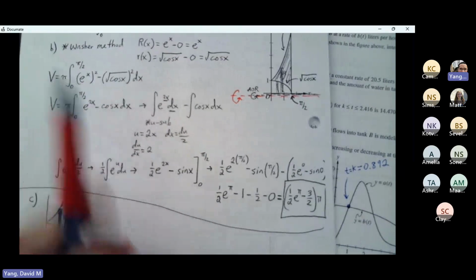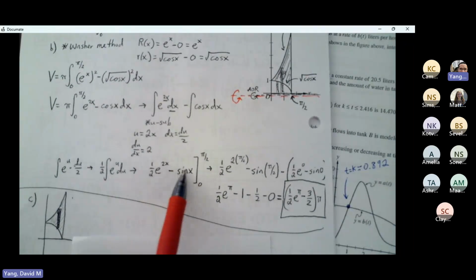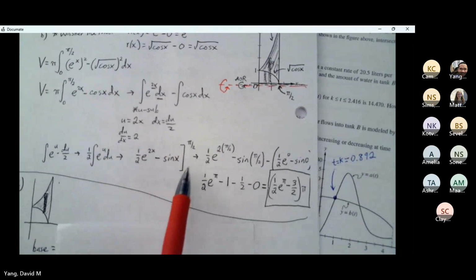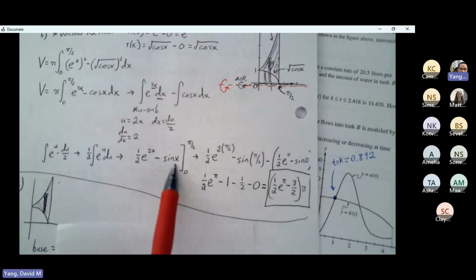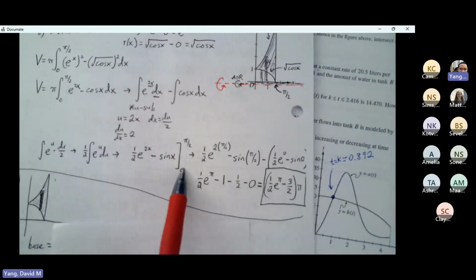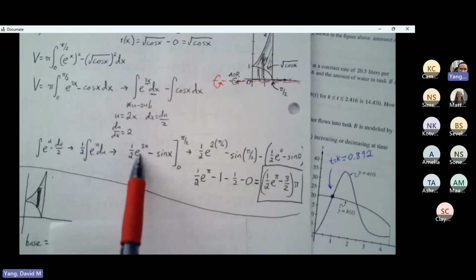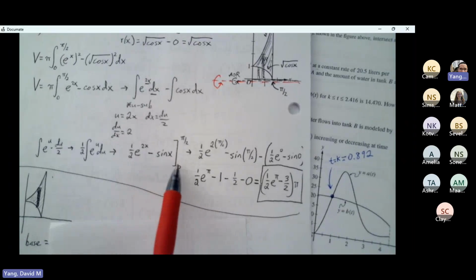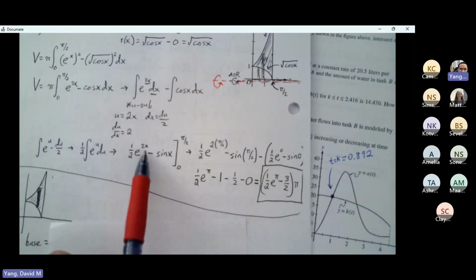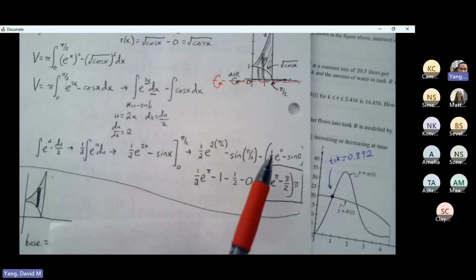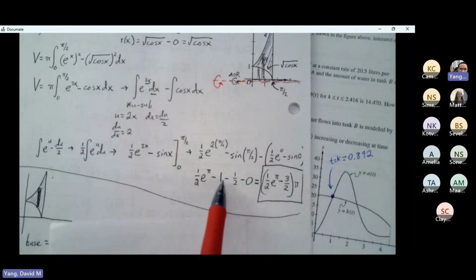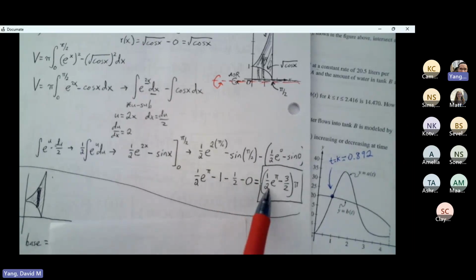Plug in my upper and lower bound. Pi over 2 in for x: 1/2 e to the 2 times pi over 2, minus sine of pi over 2, minus, we also plug in 0. Now we have to be careful, because the 0 is not going to wipe both terms out. The 0 will wipe out the sine, but not the first expression, because e to the 0 is not 0. Well, 2 times 0 is 0, but e to the 0 is 1. So we have to keep track of that 1 that is still left over.